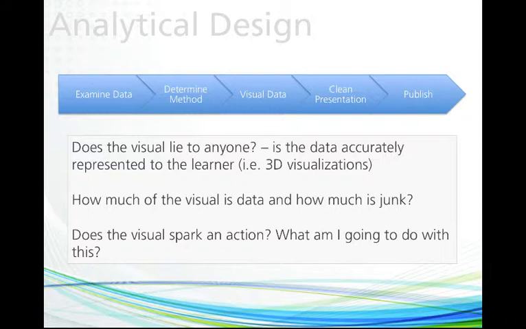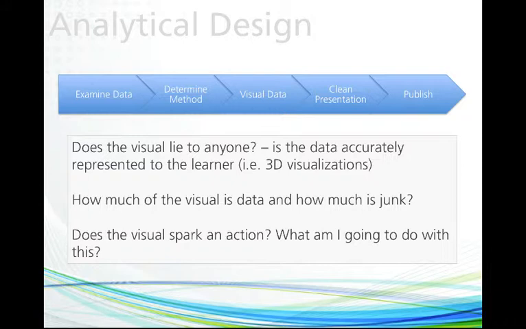So in terms of some of the quality questions that you'll want to be concerned with when doing analytical design, is, does the visual lie to anyone? This is kind of a harsh statement, but it's very easy to lie to people through the misuse of visual data. So is it accurately represented to the learner? One of the worst strategies that people use is 3D visualizations within the data. Essentially, this skews the visual presentation of the data in a way that lies to the learner, where they can't get a good idea of the relationships between the data being presented. And then we're looking at how much of the visual is data and how much is junk.